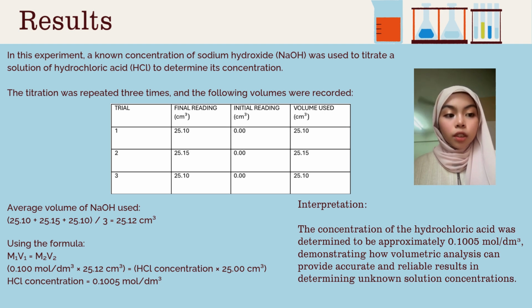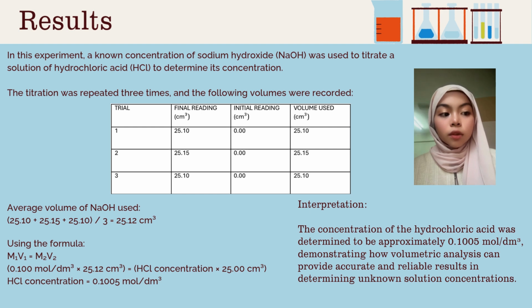So the interpretation for this result is the concentration of the hydrochloric acid was determined to be approximately 0.1005 mole per dm3, demonstrating how volumetric analysis can provide accurate and reliable results in determining unknown solution concentration.